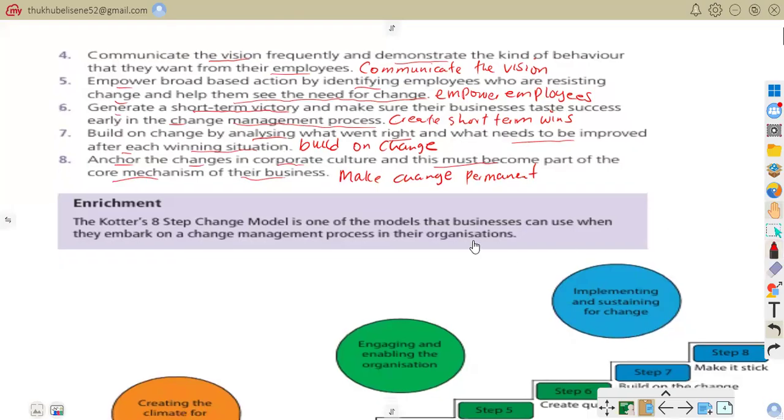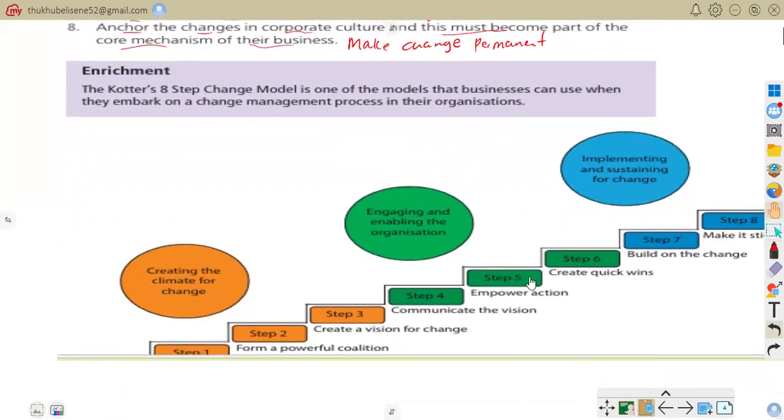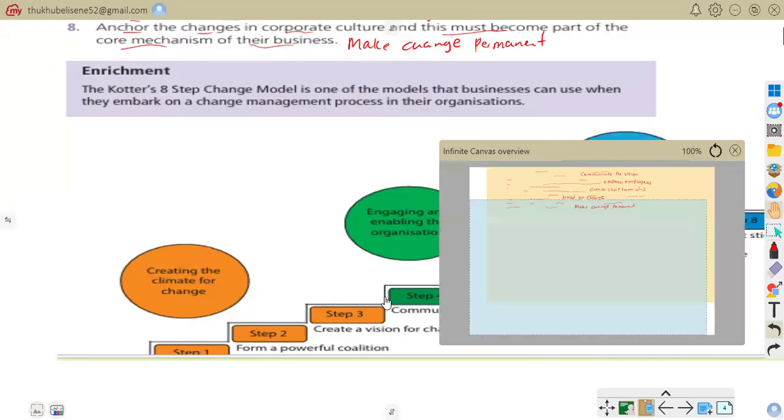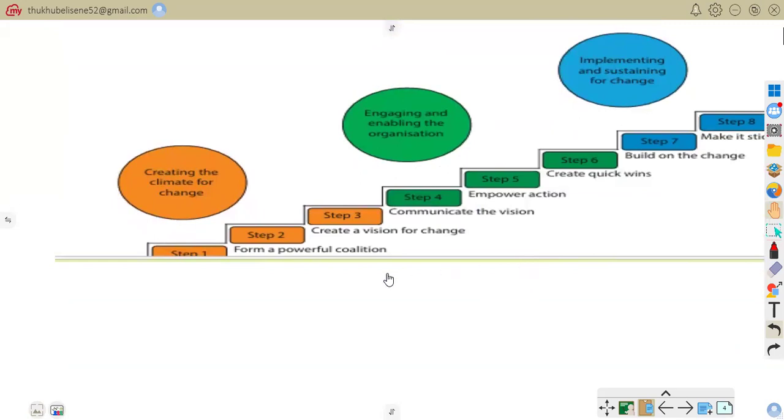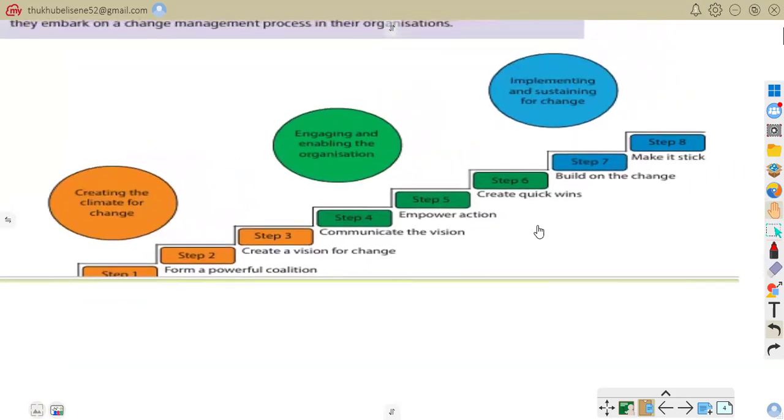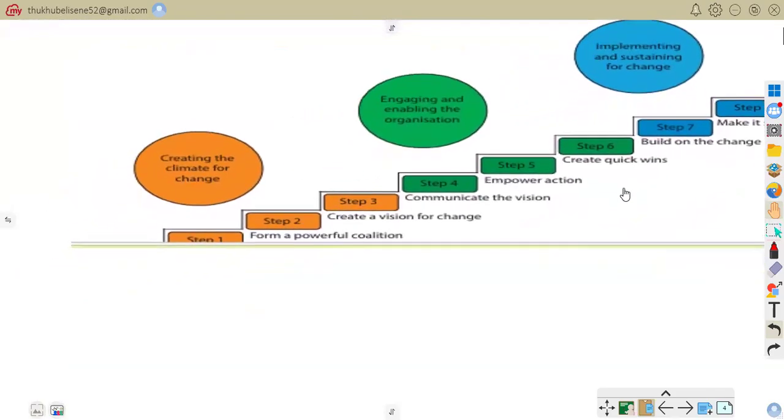Let us move on. So we can see now these are the steps that we have just talked about. Whereby we talked about creating a climate for change, engaging and enabling the organization, implementing and sustaining change. So these are the 8 steps that we have talked about.